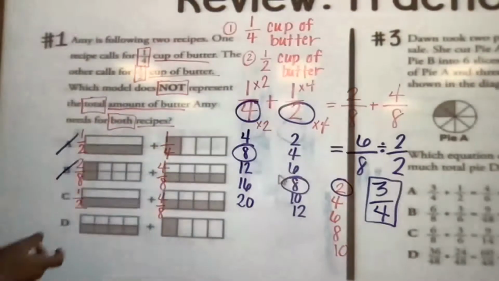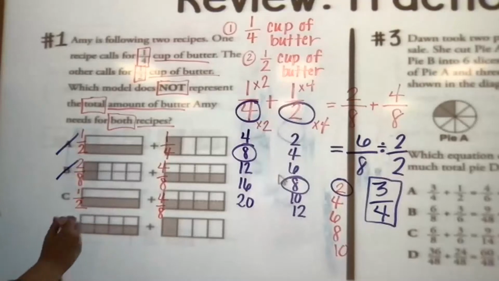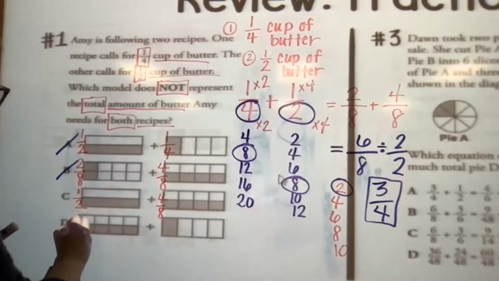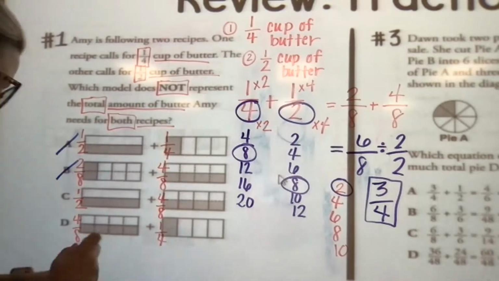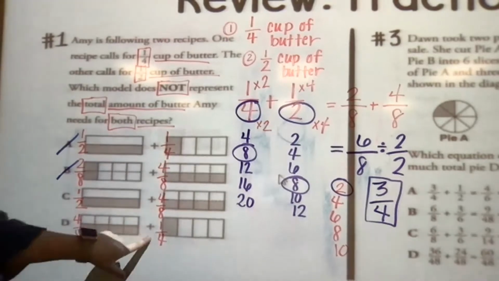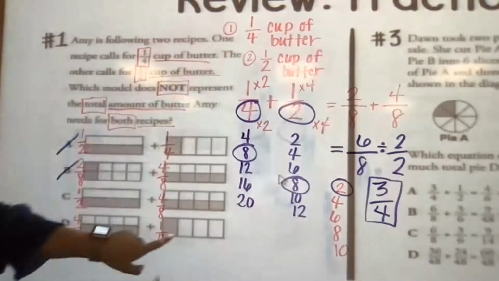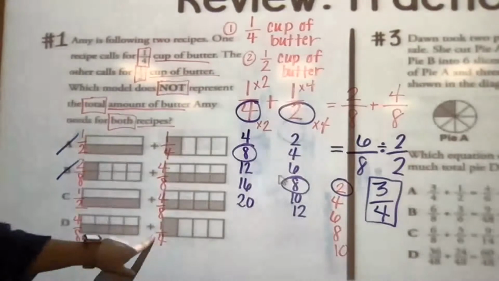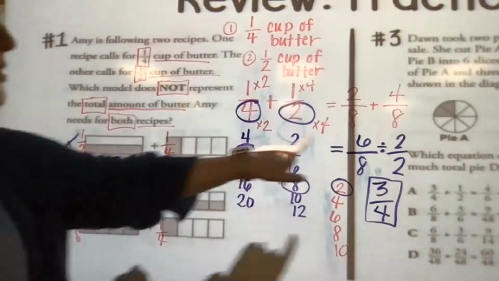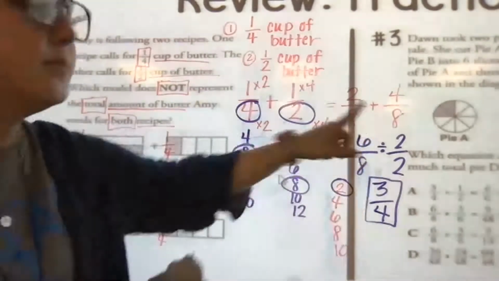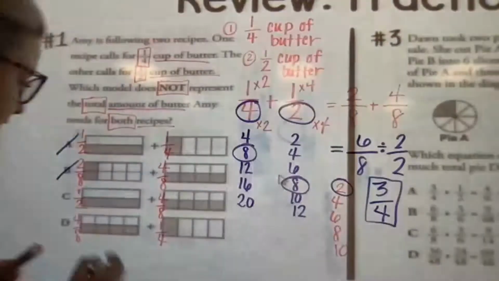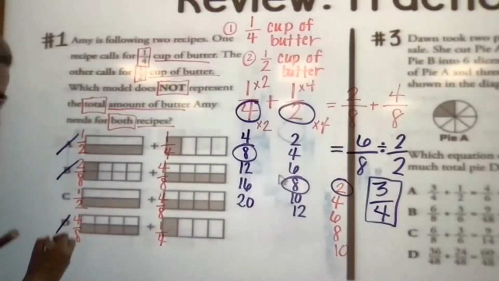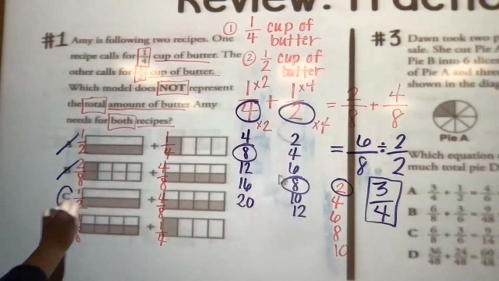All right. So letter D, we have 4/8 again, and then we have 1/4. Let's start with the 1/4. We can clearly see that recipe 1 is represented here, and then the 4/8 represents recipe 2. So letter D has 2 recipes represented. So our answer is B.